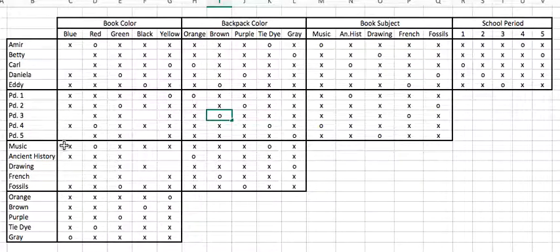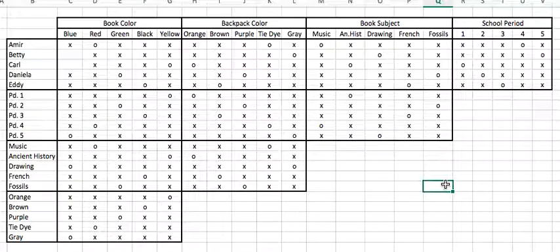And then we go down here to history. And we know that ancient history has orange. And orange belongs to yellow, so ancient history is yellow. So I'm going to put an O here and X for the rest of that. And then only leaves one spot here and only leaves one spot there. And so period 3, I knew period 3 was Eddie. And Eddie is the black book, so this is period 3. So I'm going to put an X here and in this row, and that leaves only one spot there.